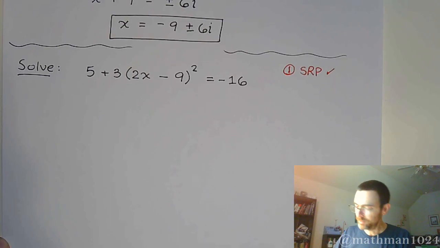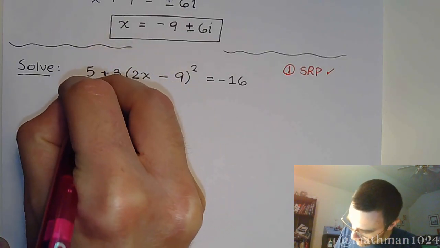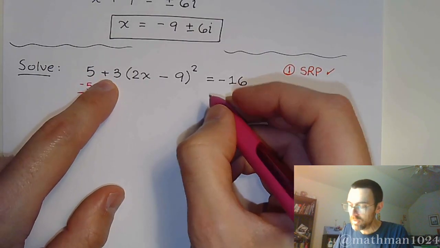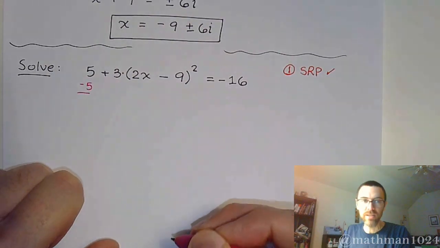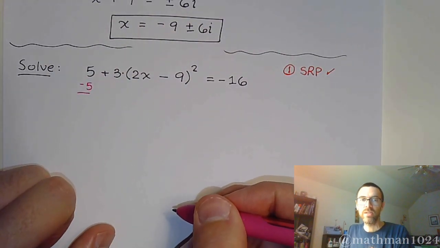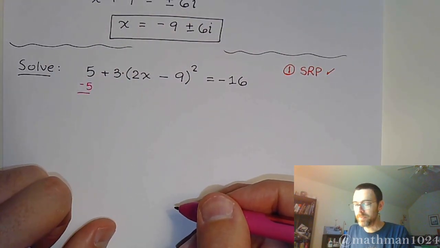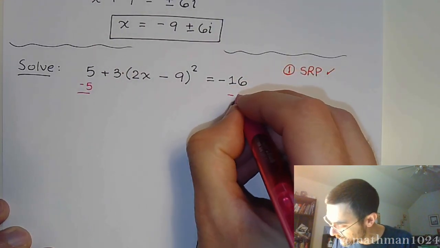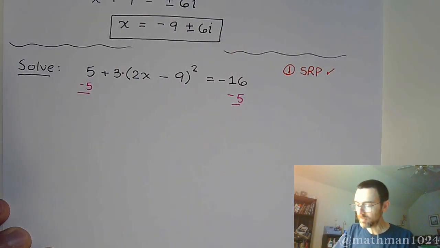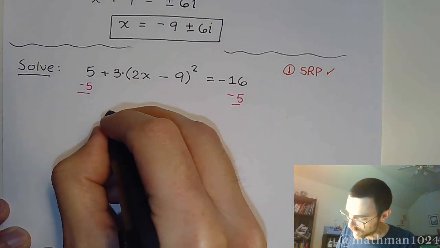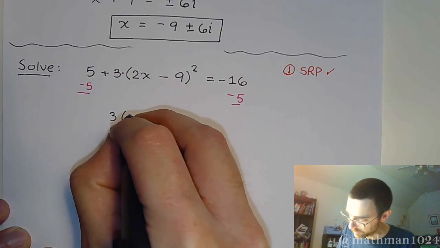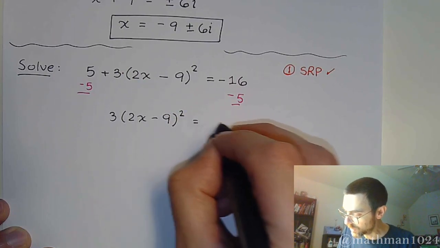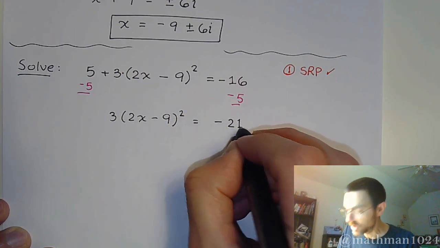And we're going to start off by subtracting the 5. Please do not combine 5 and 3. Okay? The 3 is connected by multiplication to the quantity 2x minus 9 squared. The 5 is not connected to the 3, so move it to the other side just by subtracting 5. And so now we have 3 times the quantity 2x minus 9 squared is equal to negative 21.